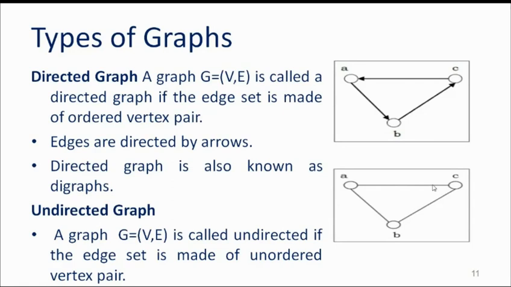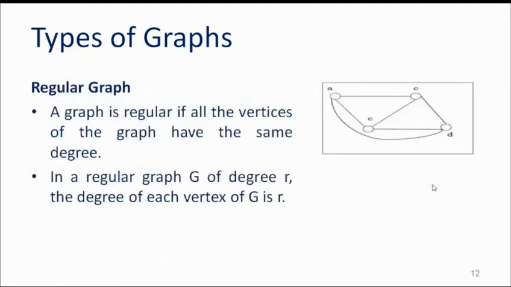So undirected graph, there is no arrow mark on the edge, so it is an undirected graph. A regular graph. A graph is regular if all vertices of the graph have the same degree. So A, B, C, D, the 4 vertices here are having the same degree. Then it is said to be the regular graph.